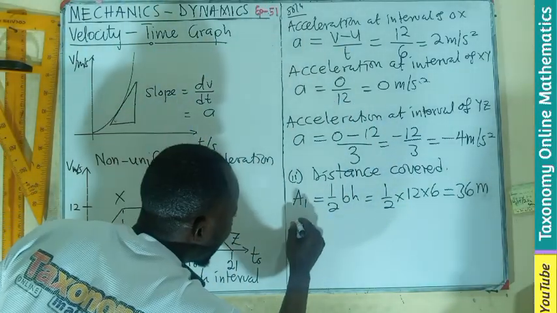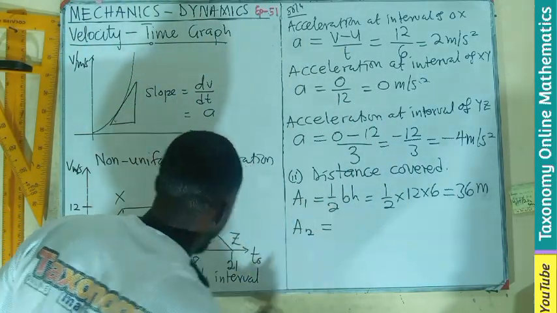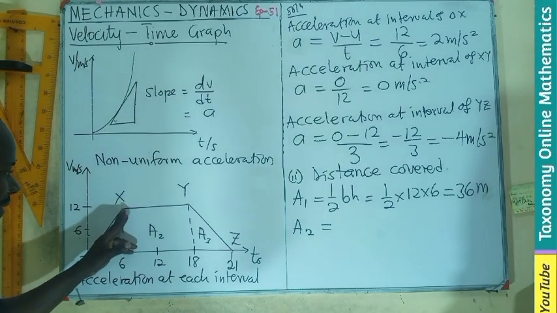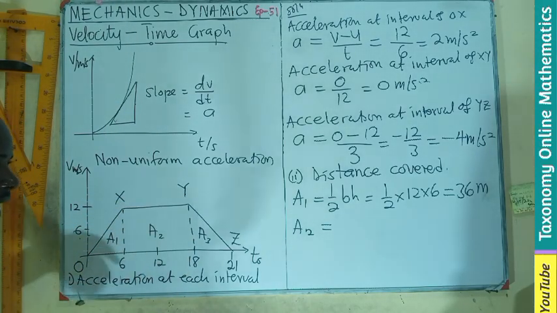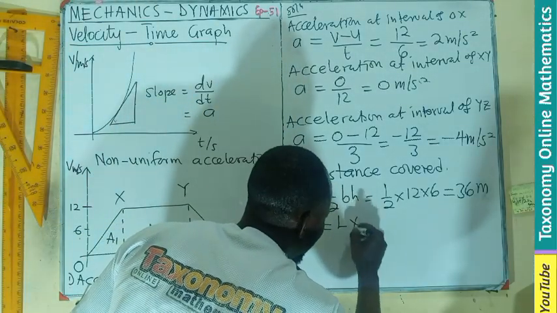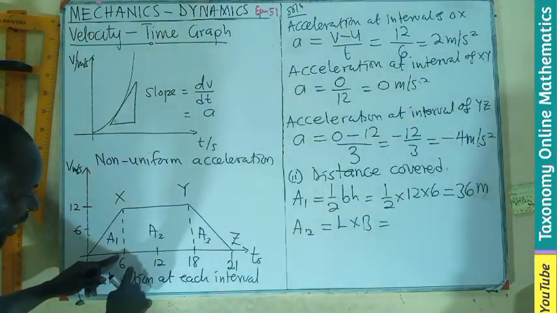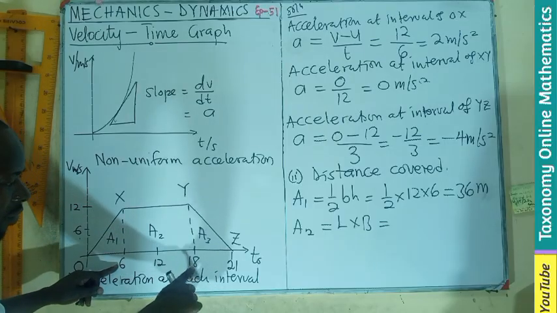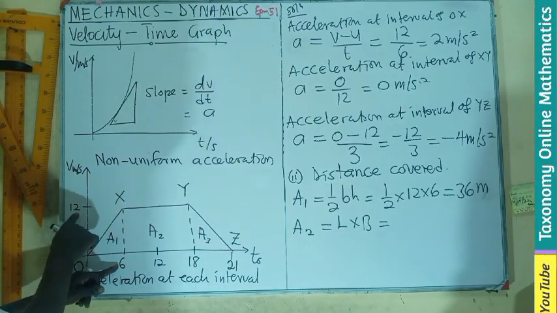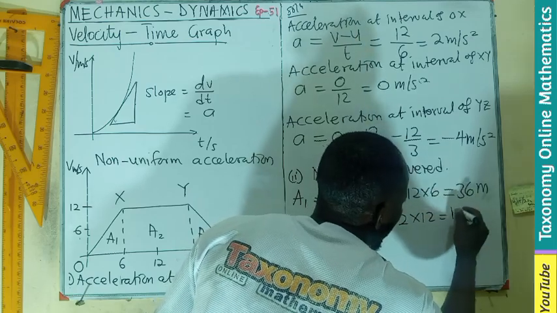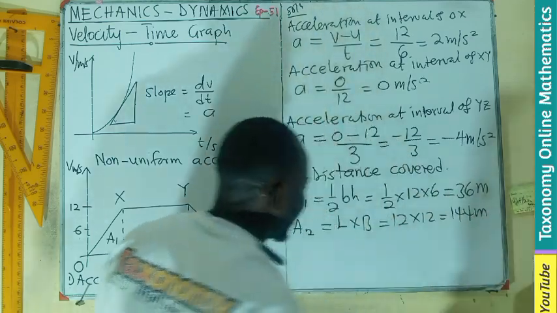Let's go for area 2. I'm doing all this because of space, but I'm sure you are getting the concept. This is a rectangle, so it is length times breadth. What is the length? From here to here, an interval of 12. From here to here, an interval of 12. So I have 12 times 12, 144 meters.